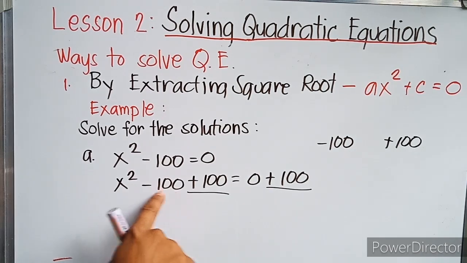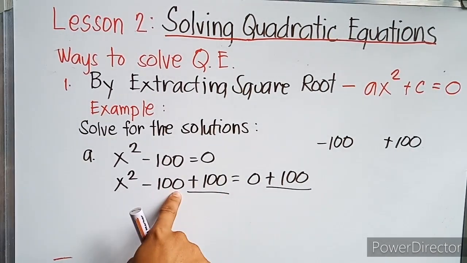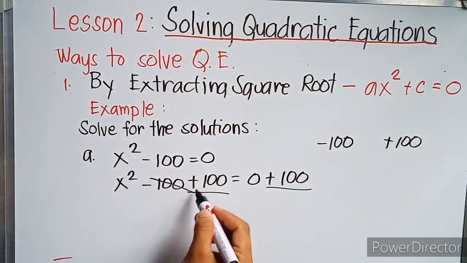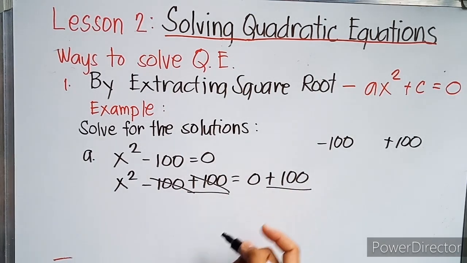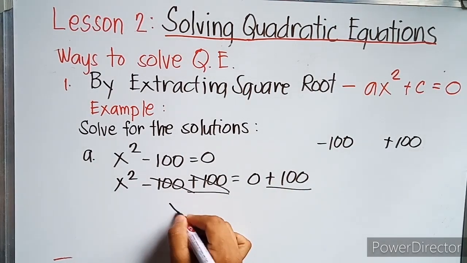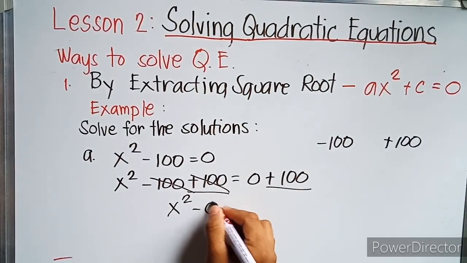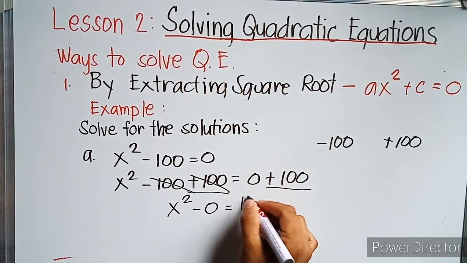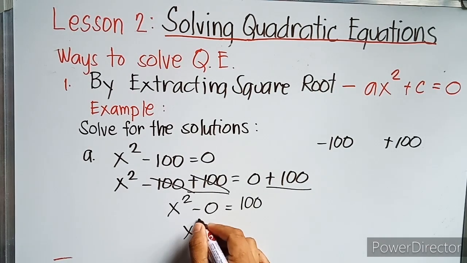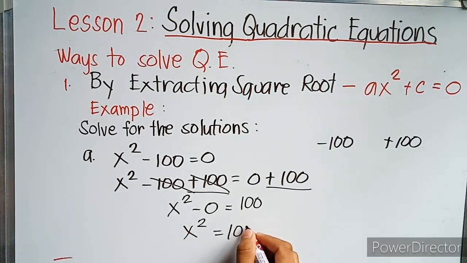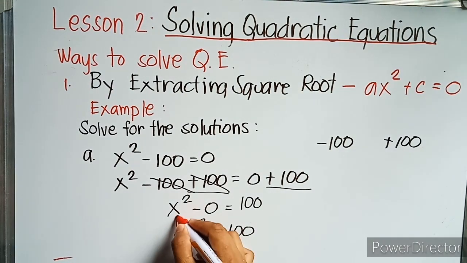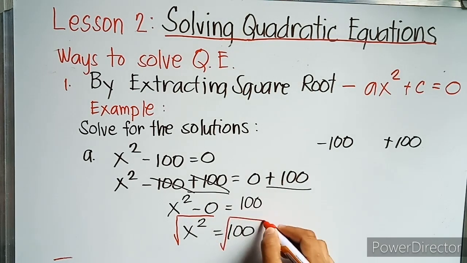x squared minus 100 plus 100. So, negative 100 plus 100, that is 0. Then, 0 plus 100, that is 100. So, remaining is x squared minus 0 equals 0 plus 100. So, we have x squared equals 100. Then, we are going to apply the square root property. So, sa square root property, ang gagawin natin, yung left side at saka right side, ay ilalagay natin sa square root sign.